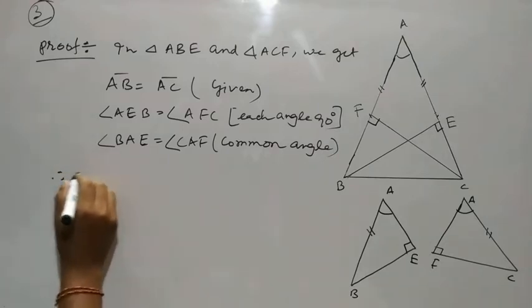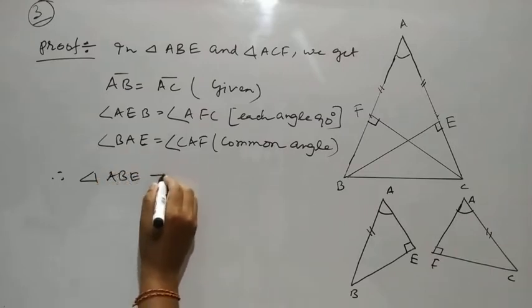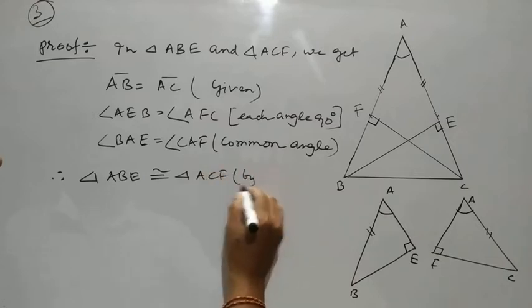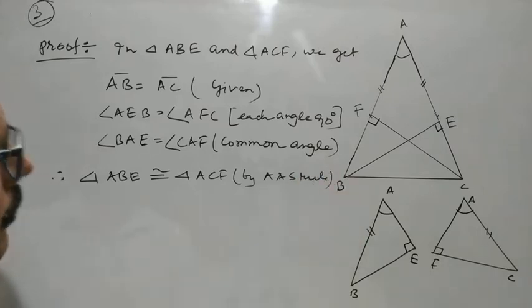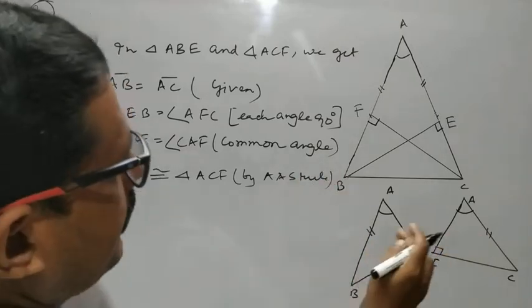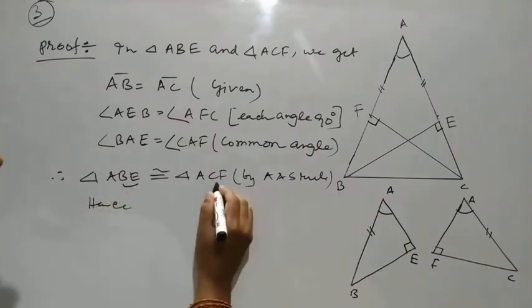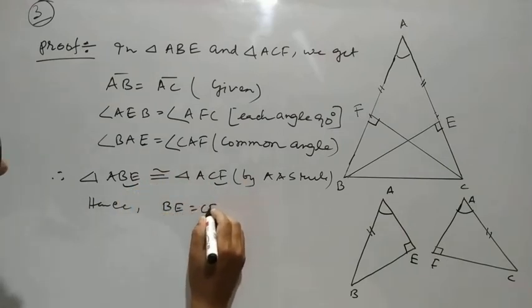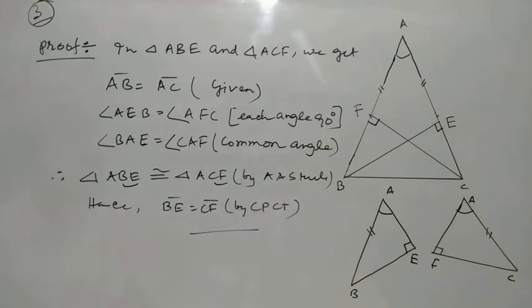And therefore triangle ABE is congruent to triangle ACF by AAS rule. Therefore, these two triangles are congruent by AAS rule, and hence you see BE and CF are the corresponding parts. Hence, BE equal to CF by CPCT.